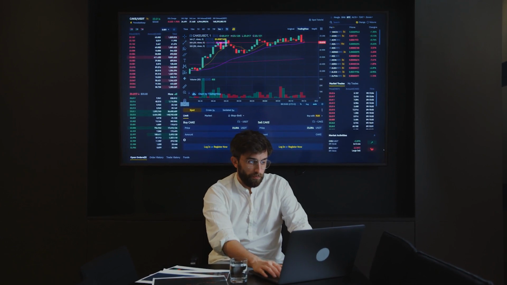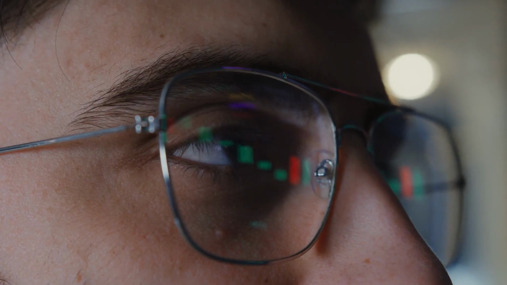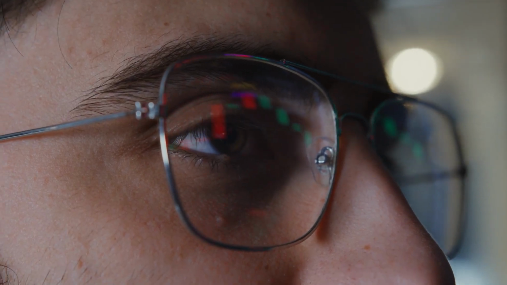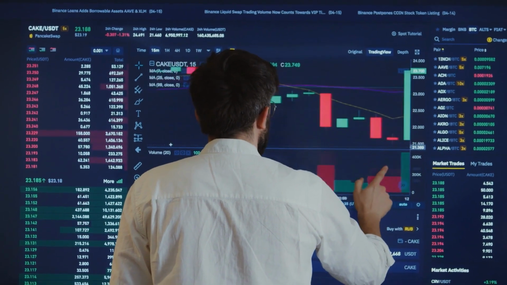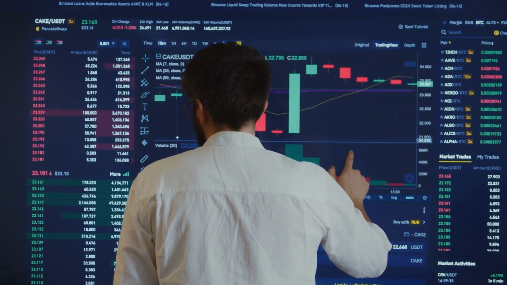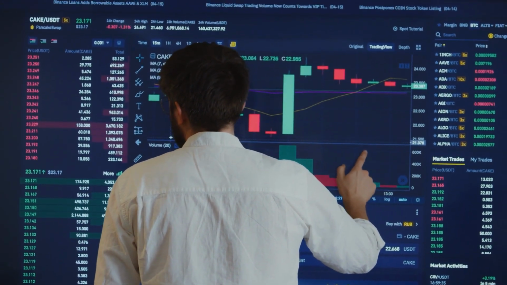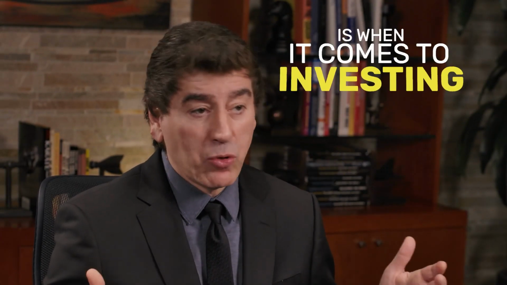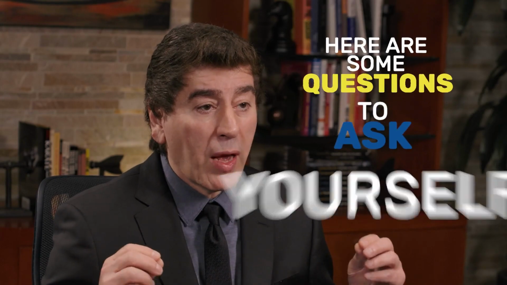The disadvantage is that people often like to consider themselves risk takers and may not respond as accurately as they should, only to find out during their first market downturn that they are more risk averse than they had originally thought. Only you can know what your level of risk tolerance is when it comes to investing. Here are some questions to ask yourself.